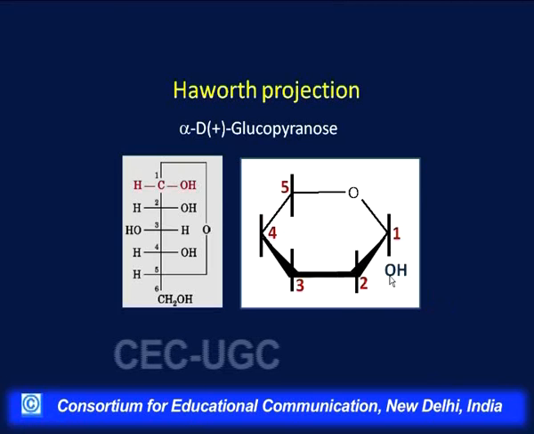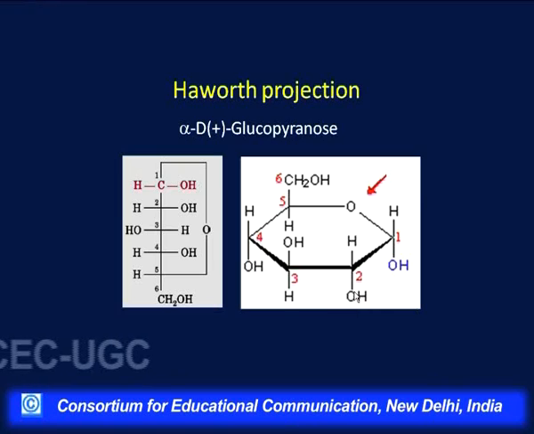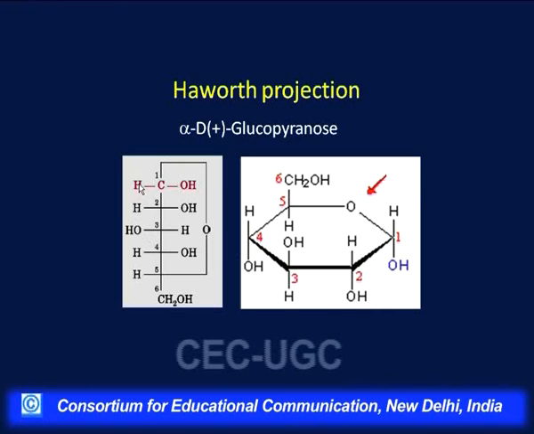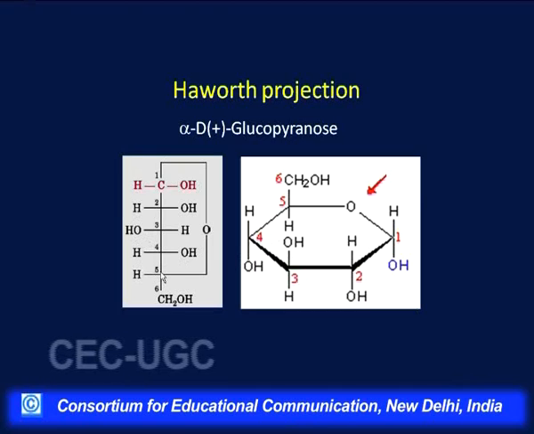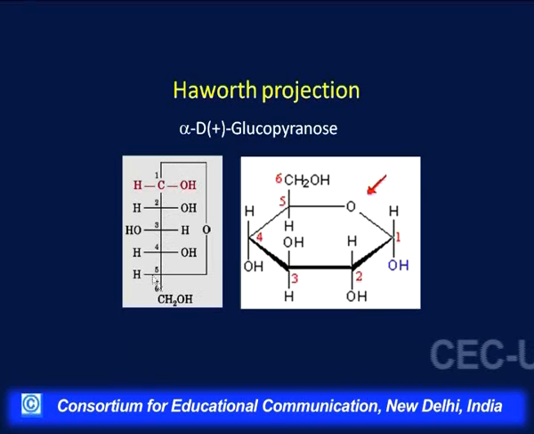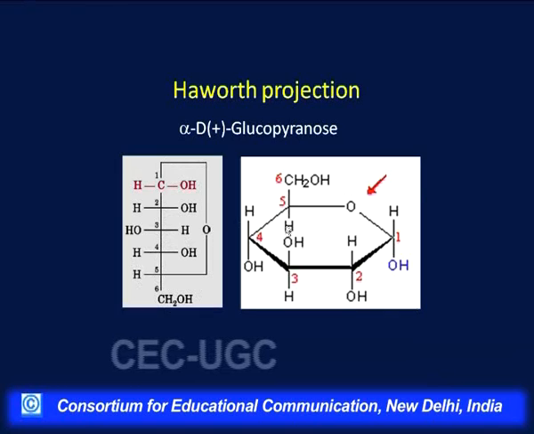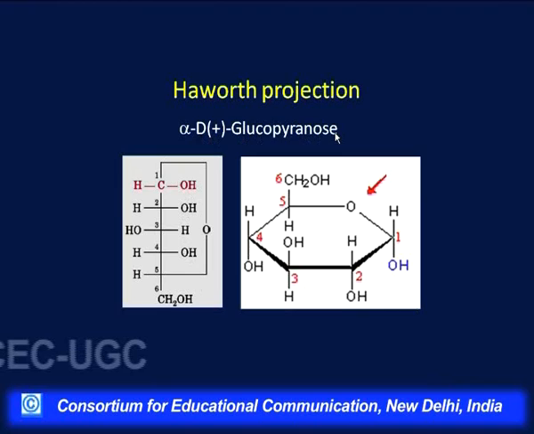So, it is placed here, and the other hydroxyl groups will similarly occupy the lower position at carbon numbers 2, 3 and 4. The groups H, OH and H, OH up to carbon number 4 will be above the plane. Now, what happens at carbon number 5? When this ring is formed, actually this coils up. In that case, this CH2OH turns upward, so it occupies the position here and H comes here. So, this is the Haworth projection for the alpha form of D plus glucopyranose.